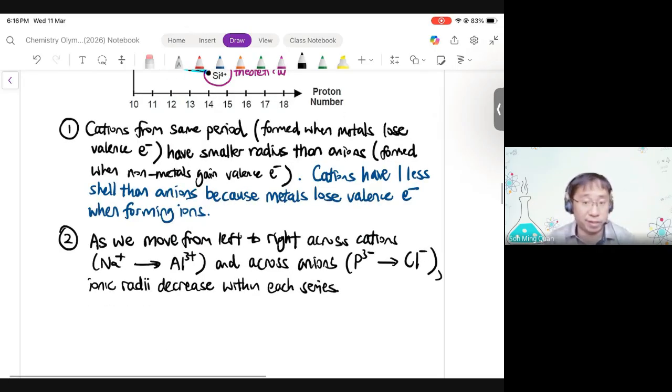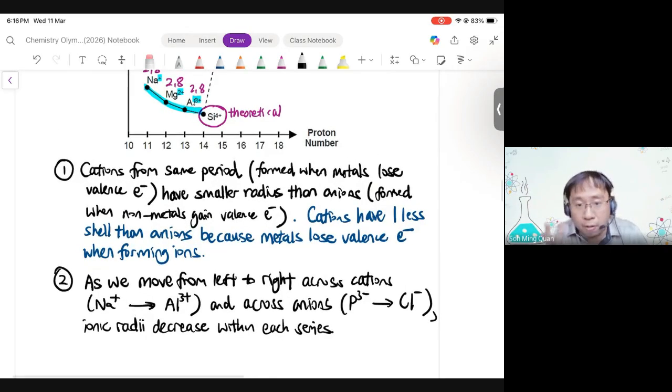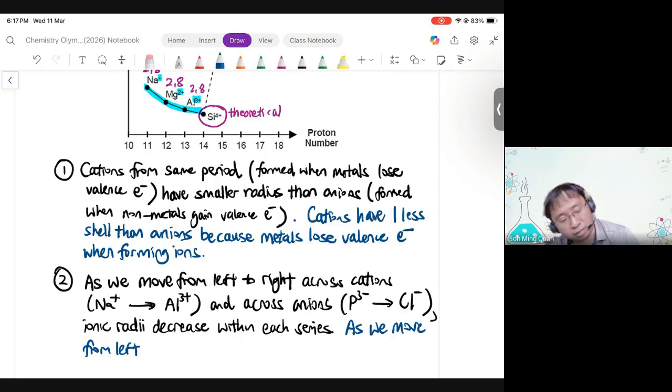So again, what's the reason? So now you cannot use the shell reason, right? Cations Na+, Mg2+, Al3+, they are all 2-8, all two shells. Same number of shells already. So what's the difference? The difference is no longer the shell. Remember, in chemistry, the why, the reason, is always to do with how are these things different? How is Na+ different from Mg2+, from Al3+? And the answer is the same as what you learned just now for atomic radius.